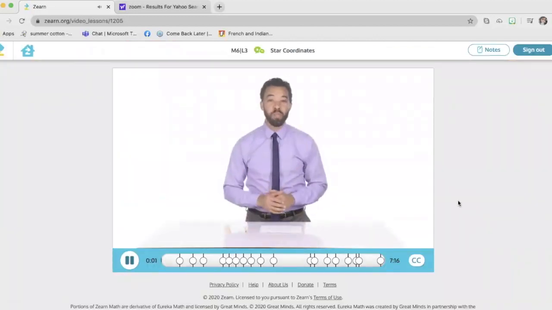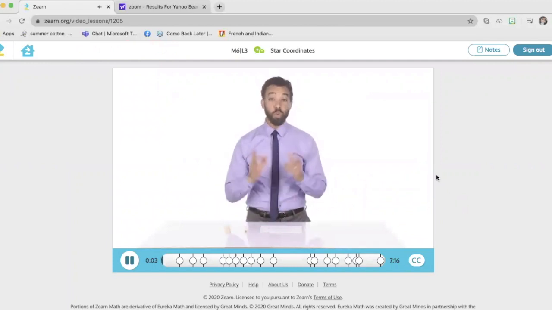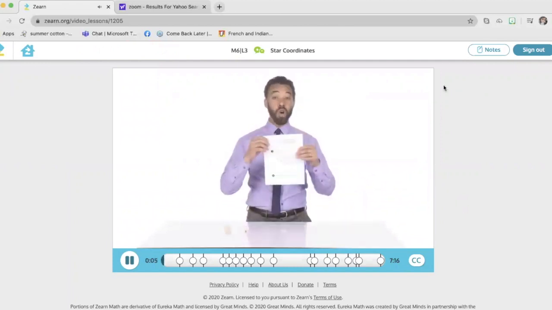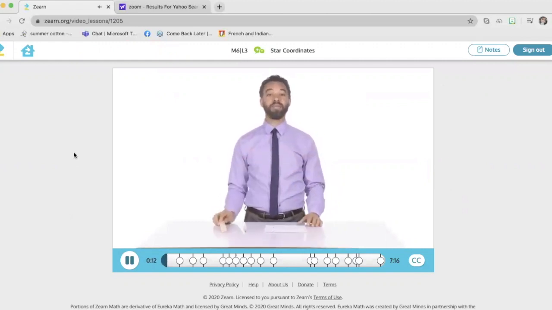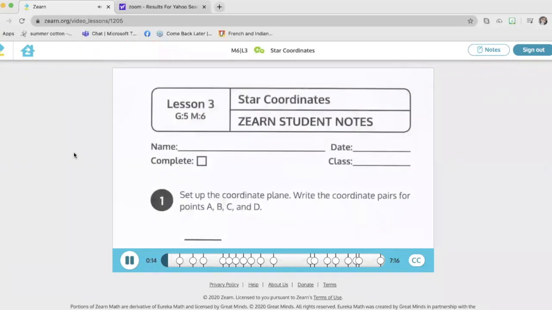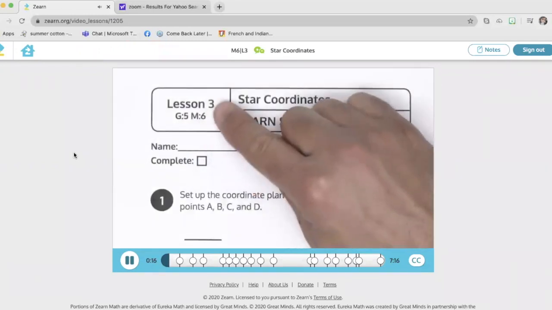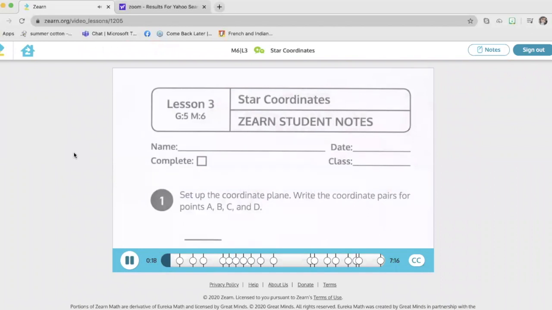Hey there. Let's keep working with coordinates. We'll start in our notes. You'll need a ruler or a straight edge for notes, so if you have paper, that's fine. If you want to look at it and just visualize it, that's fine too. Today we're working on Mission 6, Lesson 3. Whatever works best for you. Some people like to take notes.